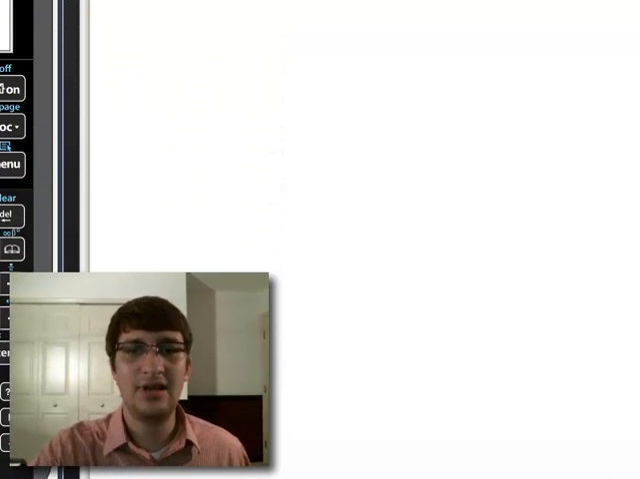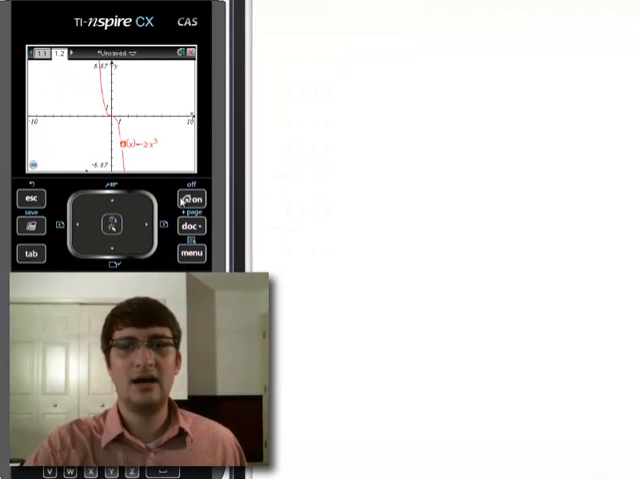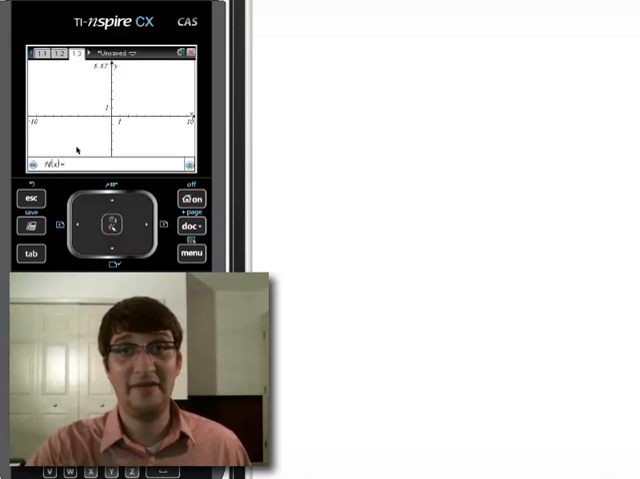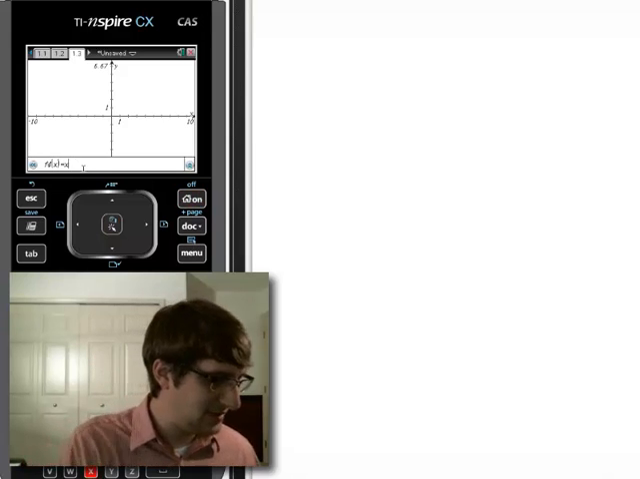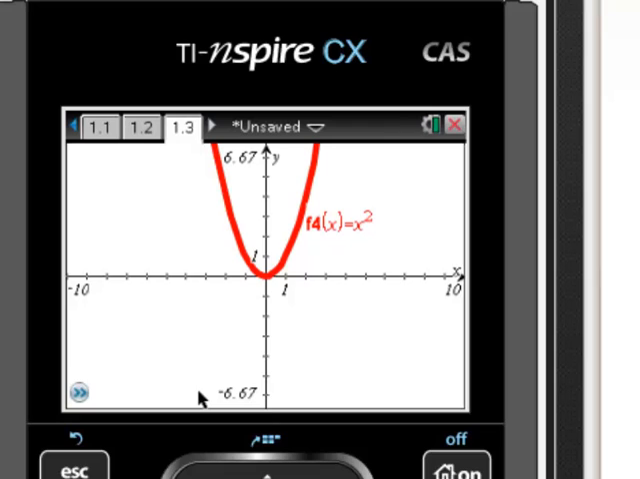And the answer is yes, you guessed it. Here's the deal. Let me go ahead and graph one of my favorites, x squared, which everybody knows to be the parabola. And you'll notice that these arms are both pointing up.